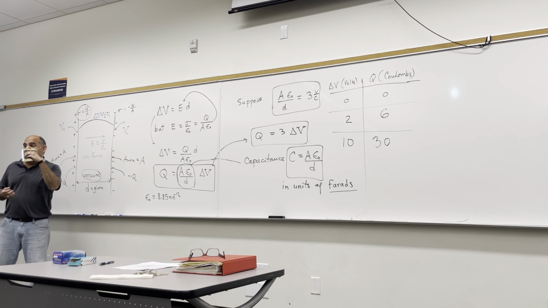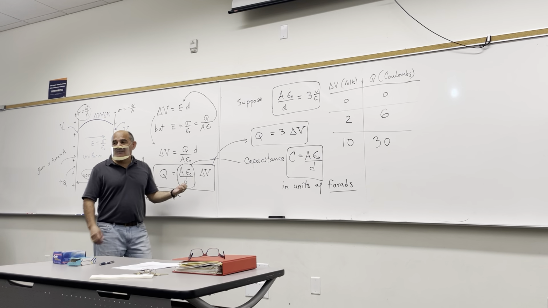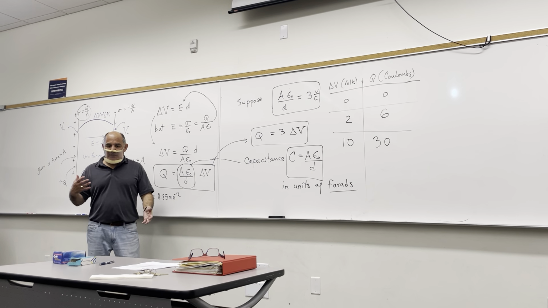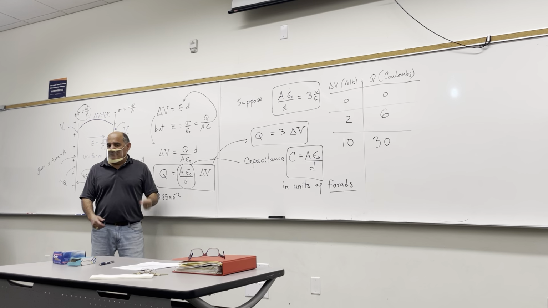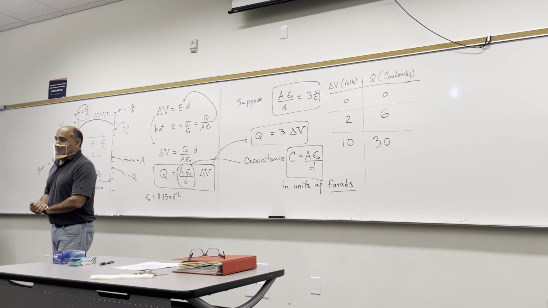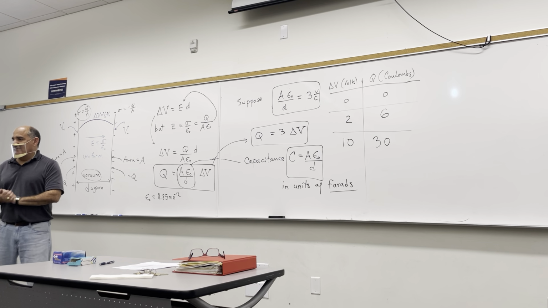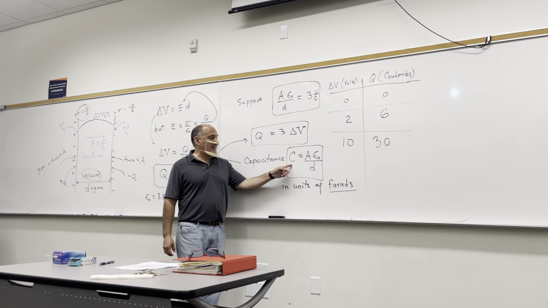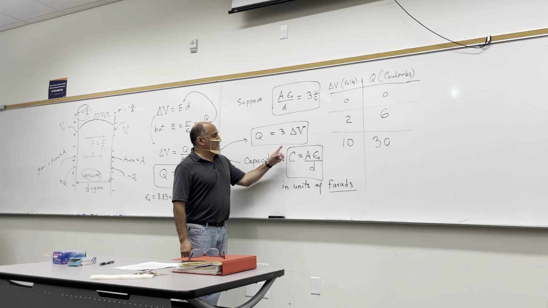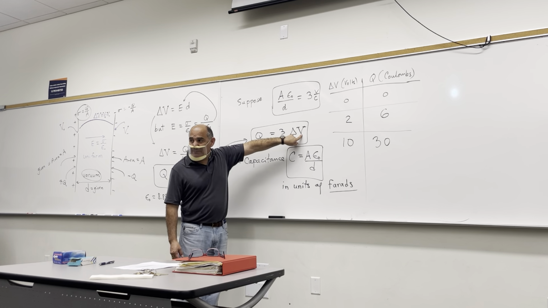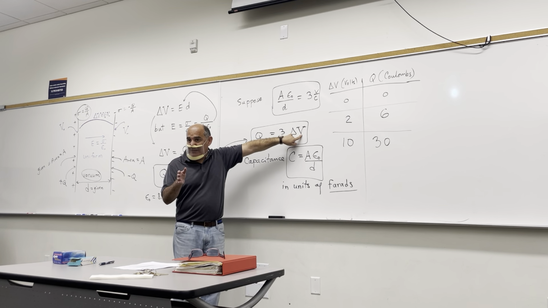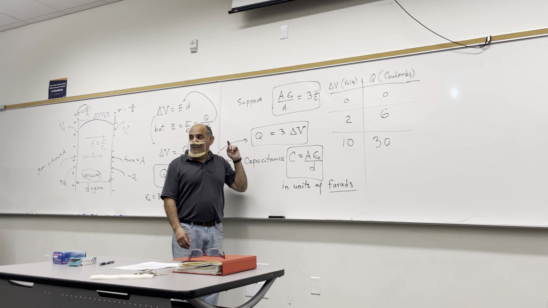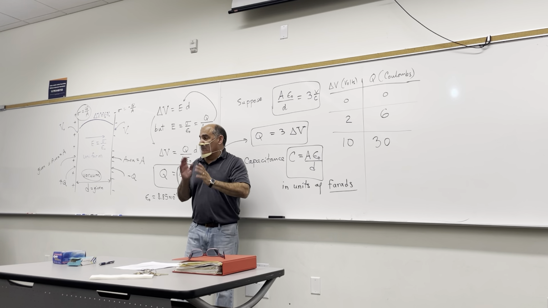But if I know the capacitance of it, and you tell me the potential difference is 2 volts, then right away I can tell you what the charge is on the plate. That capacitance is the constant of proportionality that connects the potential difference between the 2 conductors that make up the capacitor and the magnitude of the charge on either conductor.